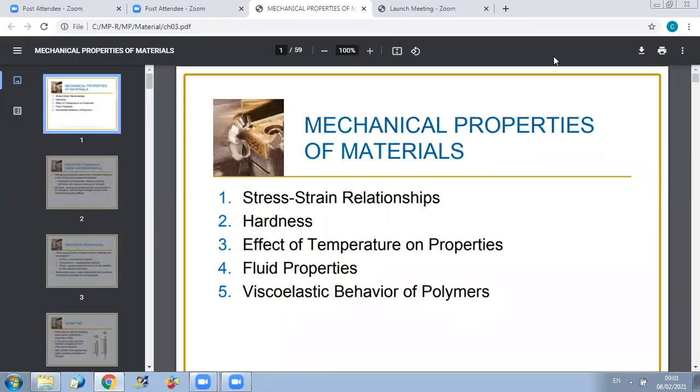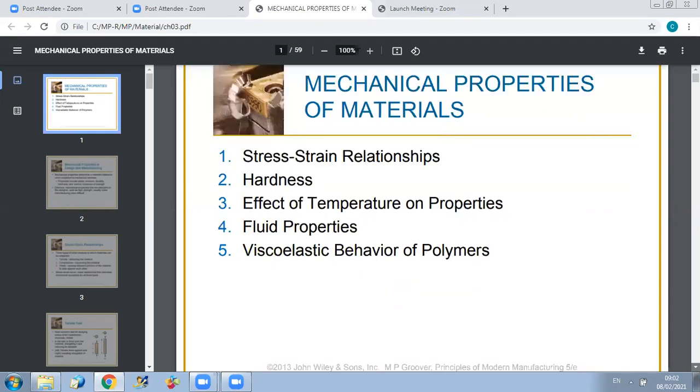So we will start today with a new chapter, which is chapter 3, mechanical properties of materials. I think if you have already taken a mechanics of materials course, you will be familiar with the majority of ideas in this chapter. First we will consider the stress-strain relationships, how to measure hardness, the effect of temperature on properties of the material. We will then go over fluid properties and viscoelastic behavior of polymers. So this is in summary the outline of this chapter.